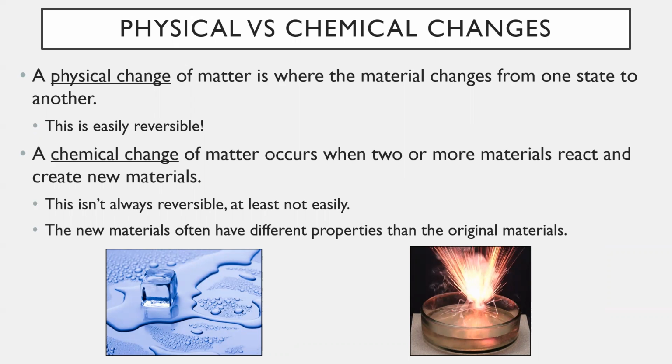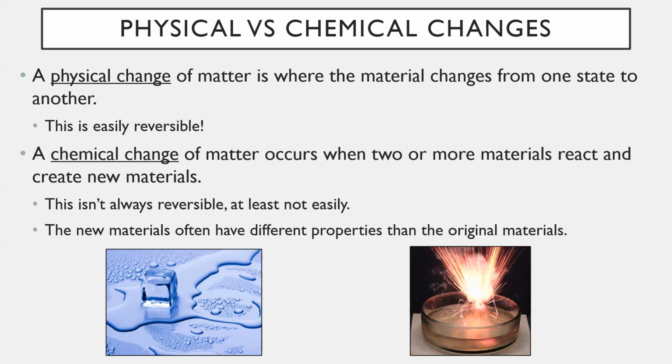Now, the best way of thinking about a chemical change is that these are not always reversible. As a matter of fact, usually they aren't reversible. And if they are reversible, it is not easy to reverse them, at least not as easy as it would be to undo a physical change where you can just heat it up or cool it down. The new materials often have different properties than the original materials.